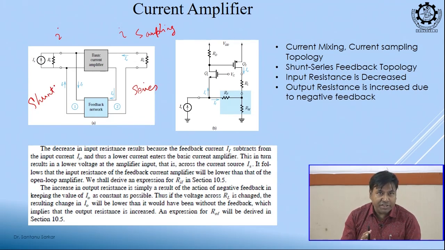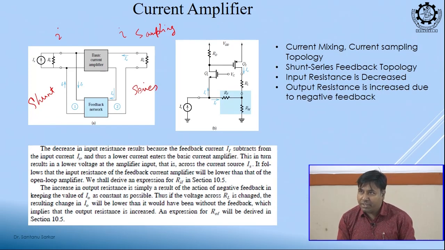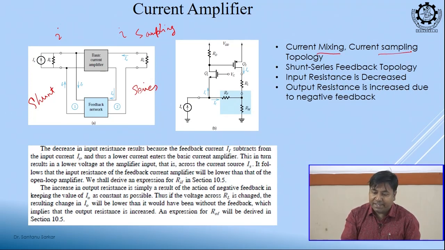Okay. So, this is shunt series negative feedback amplifier. You just take a moment and think logically, then you can arrive at all these connections. So, do not get confused or try to remember, you just think logically and you will arrive at the connection diagram. So, this is current mixing, current sampling, okay, done. This is shunt series feedback topology, yes, we also arrived at the same decision.